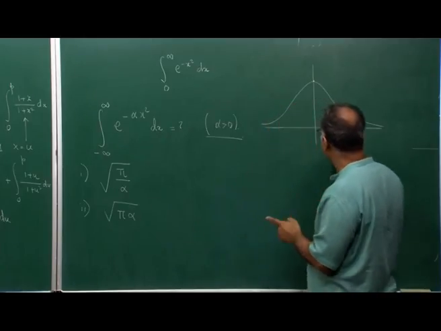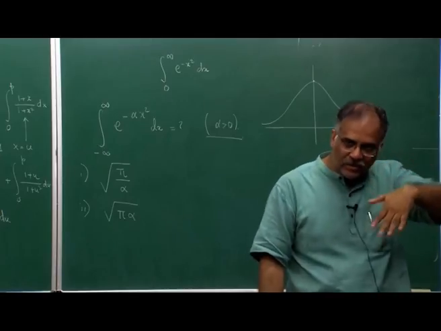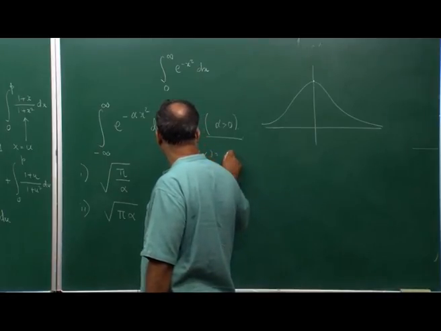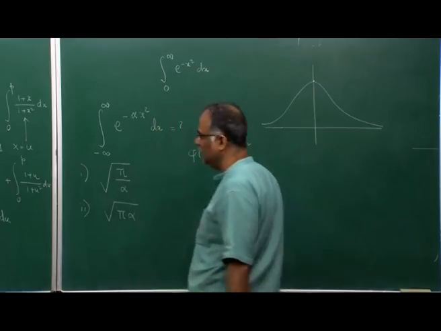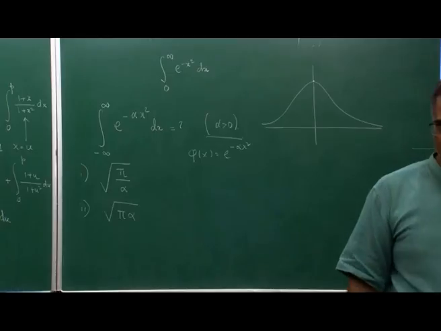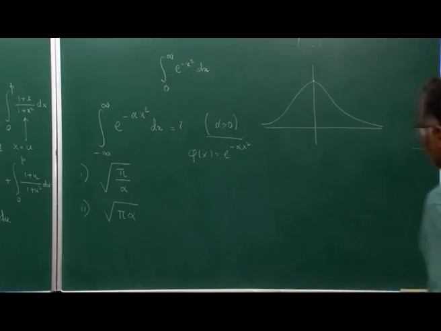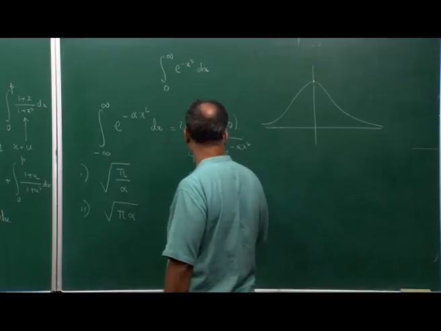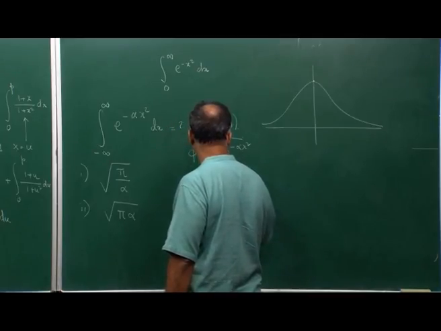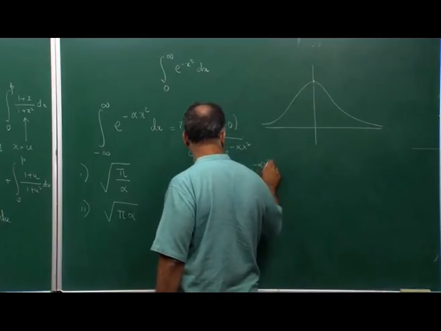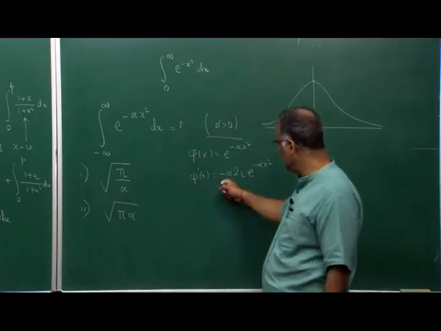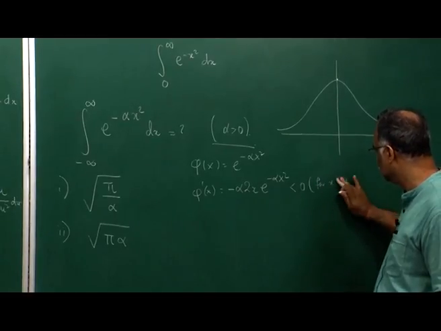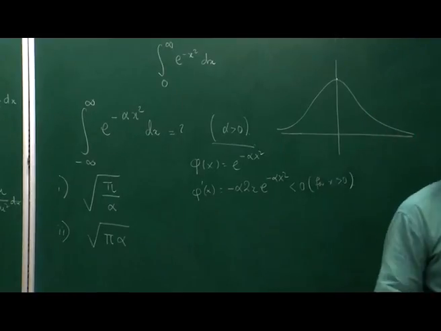So, once you know that plus and minus 1 have a symmetric value, then you try to know the nature. If you take this function phi x and take x positive, let us try to take the derivative of this. So, phi dash x is equal to minus alpha 2x e to the power minus alpha x square. This is always a positive quantity, but this is not. For x positive, this is strictly less than 0. So, it is a decreasing function.